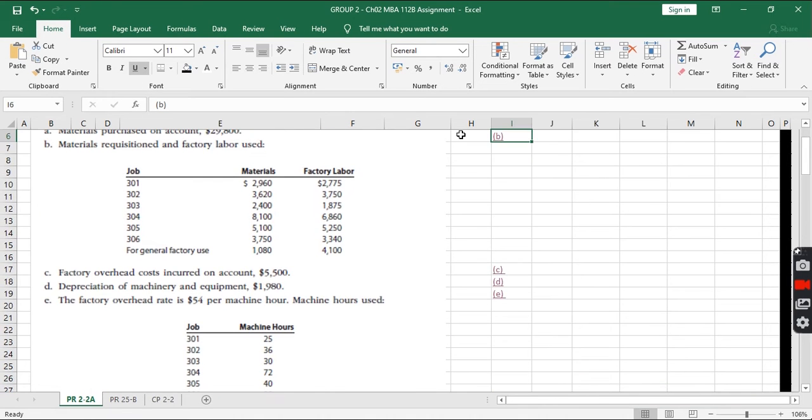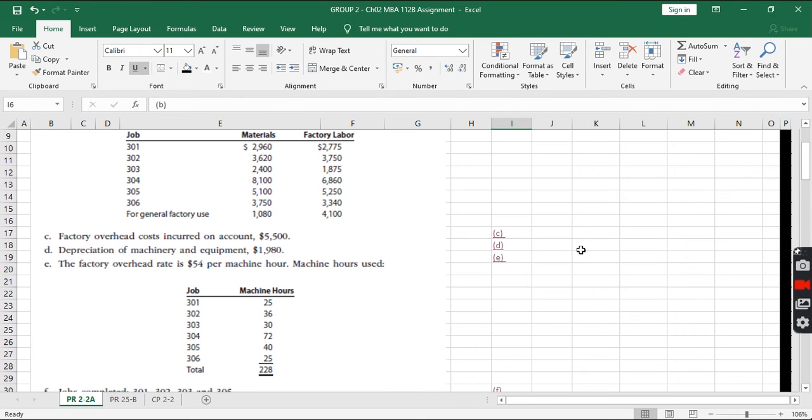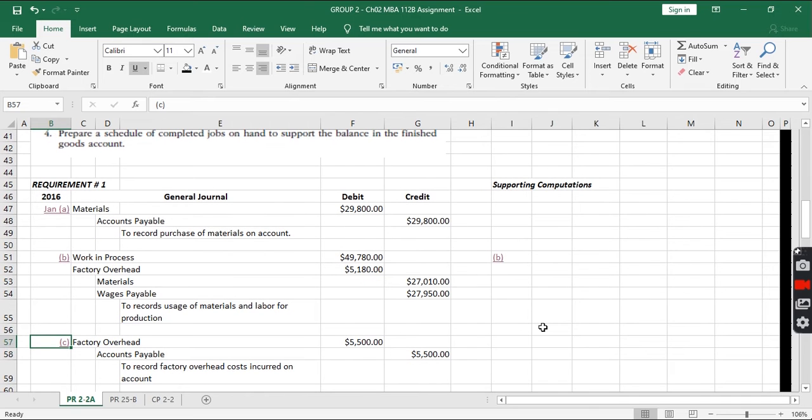So it's here. The third one is factory overhead costs incurred on account for $5,500. The entry for such is this one. Now, we have to remember that actual factory overhead costs incurred are debited to factory overhead, while for the factory overhead applied, it would pertain to a debit to work in process and a credit to factory overhead. So with that in mind, the incurred factory overhead of 5,500 should be debited to factory overhead, and since it was indicated that those costs were incurred on account, we credit accounts payable for the same amount.